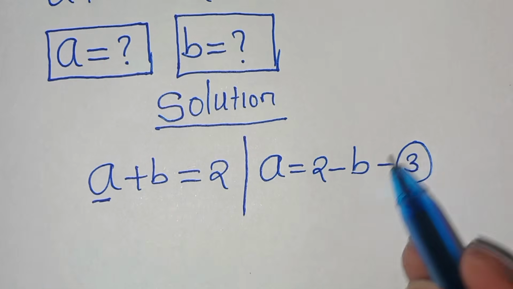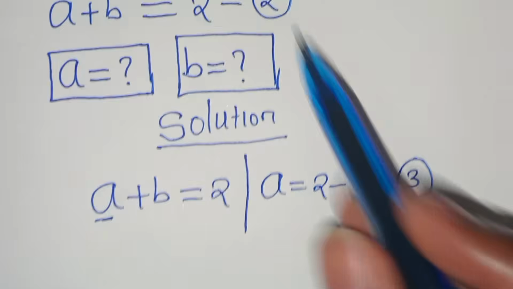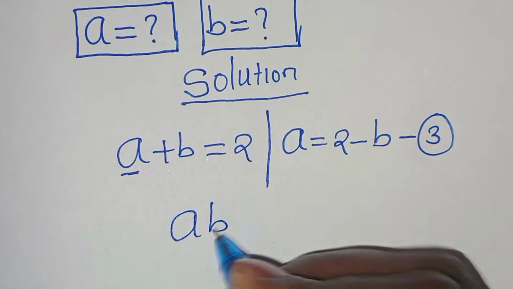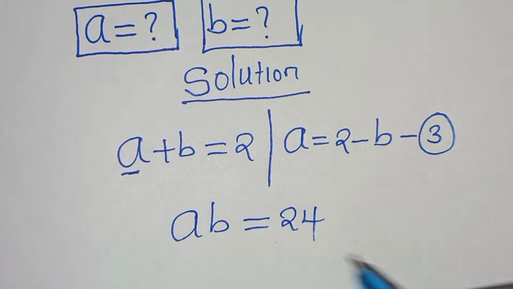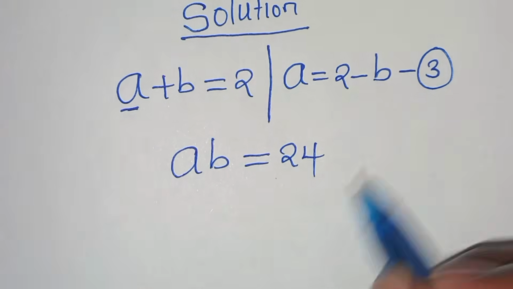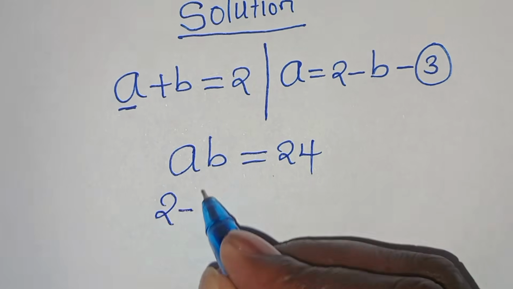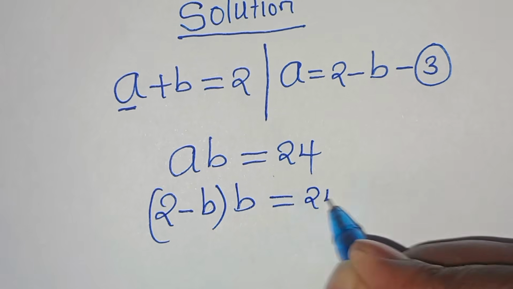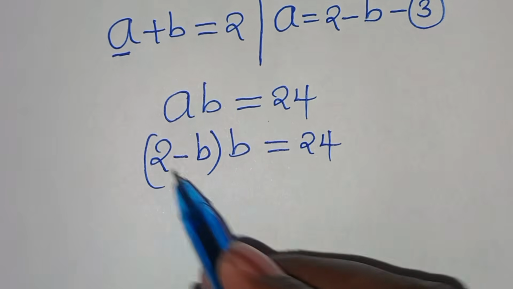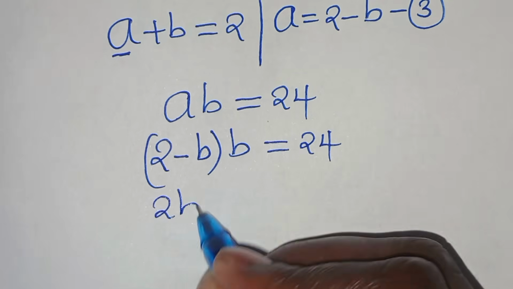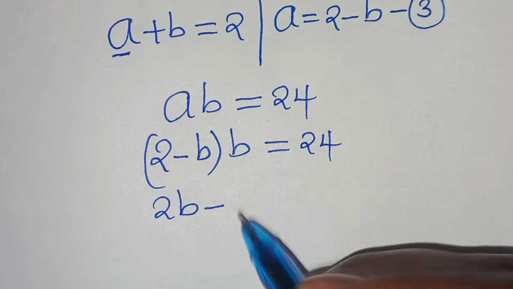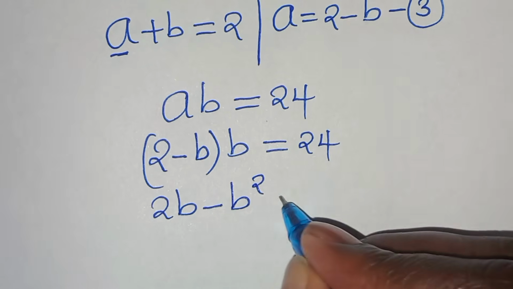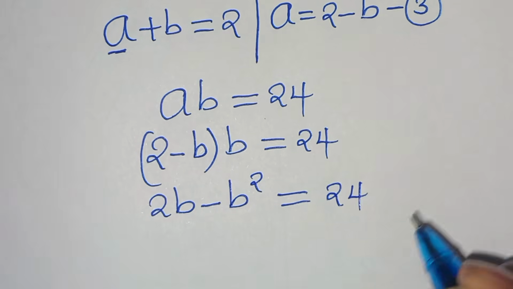Let's substitute equation 3 into equation 1. Equation 1 is a times b. This is equal to 24. So let's substitute this. We have 2 minus b multiplying by b. This is equal to 24. So 2 times b, this is 2b, subtract b times b, which is b to the power of 2. This is equal to 24.